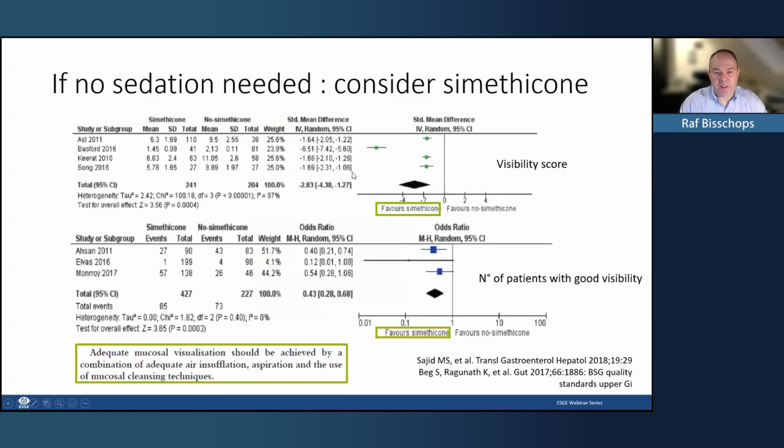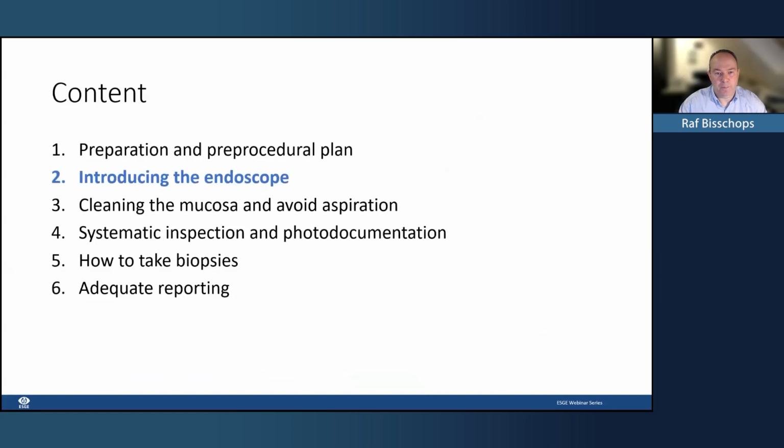There is this nice meta-analysis looking at studies using visibility scores or the number of patients with good visibility. And you can see that each time it is in favor of using simethicone prior to the endoscopy. But obviously, you should do more than just giving simethicone. It requires also sufficient air insufflation and aspiration to expose the entire mucosa.